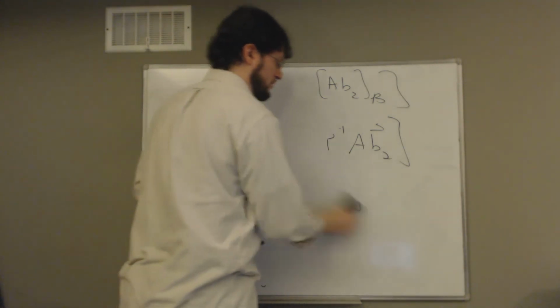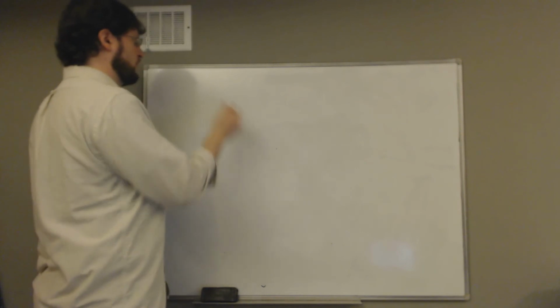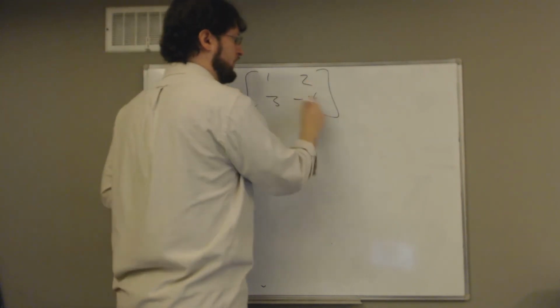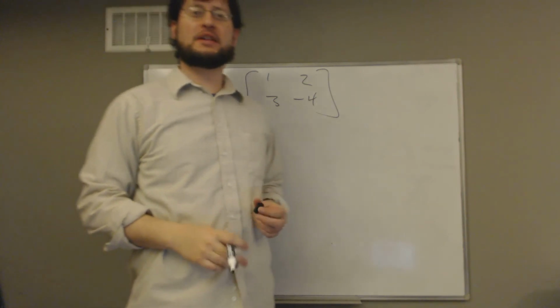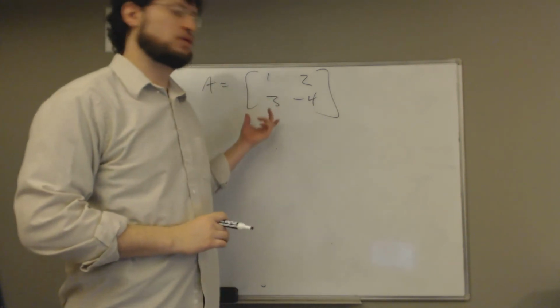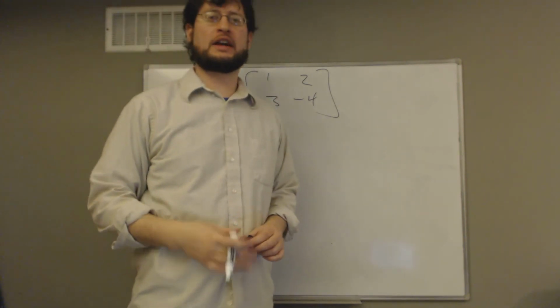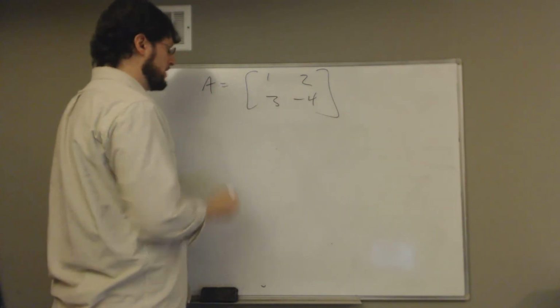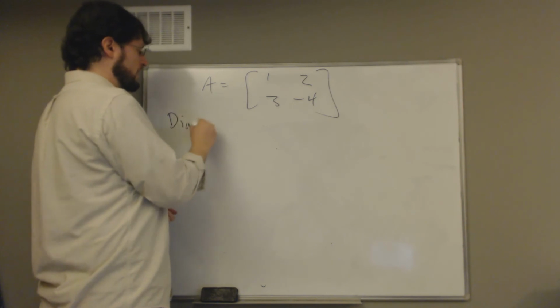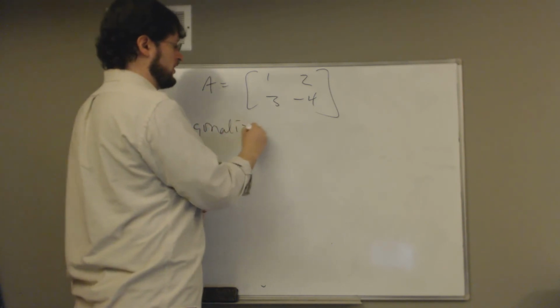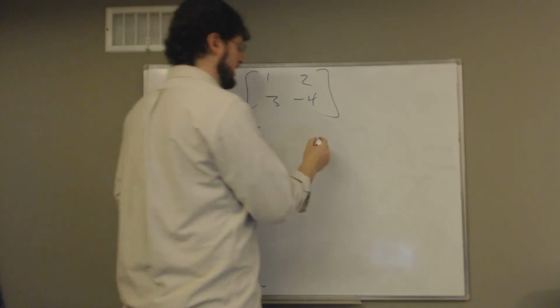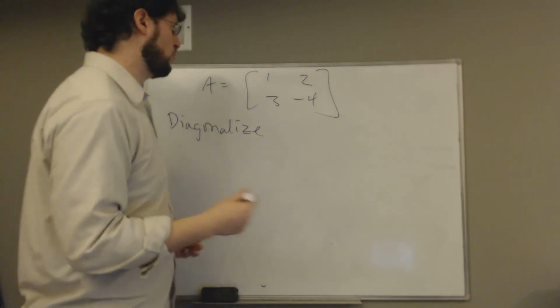Let's just remember where we began. We began with the matrix [1, 2; 3, -4]. So A was [1, 2; 3, -4]. We wanted to find a basis under which A corresponded to multiplying by a diagonal matrix, which means we need to diagonalize this matrix. So now we will diagonalize, and we do that first by finding eigenvalues. Let's practice this whole process.